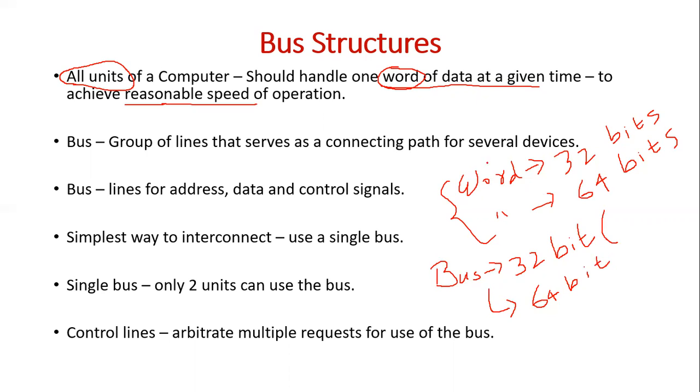Depending on the bus size only, we call a computer a 32-bit or a 64-bit computer, and also depending on that we fix the word size. If the bus size is 32 bits, then the word size will also be 32 bits. If the bus size is 64 bits, then the word size will also be 64 bits.